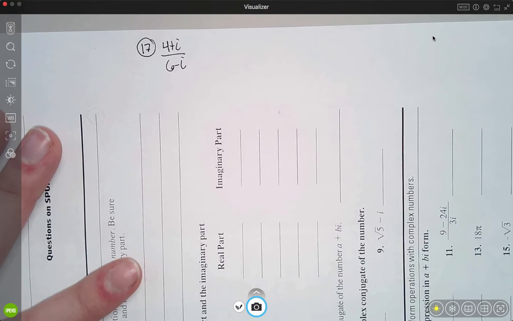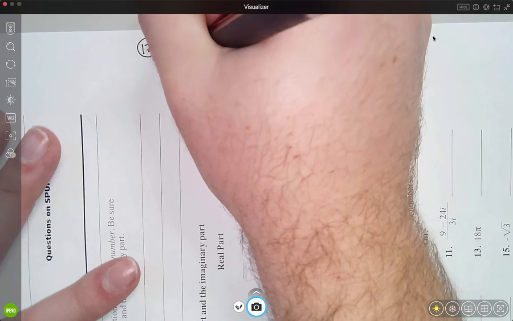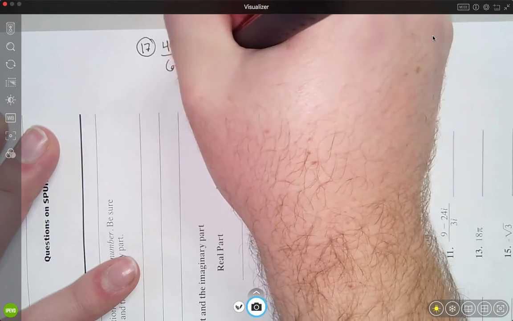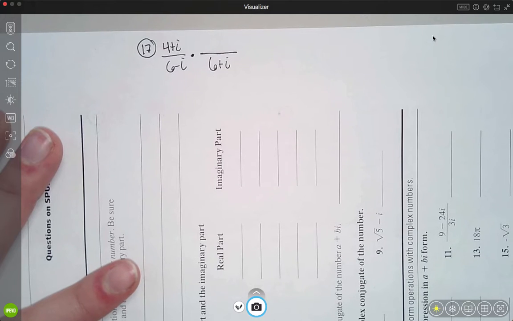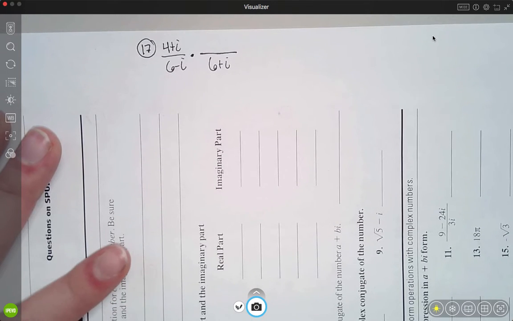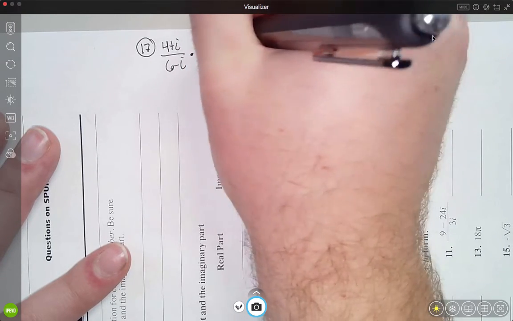Okay. The way we deal with our division problem here is again that we multiply, and I'm going to multiply by the conjugate of the bottom. And the reason we do that is multiplying by that conjugate is going to get rid of the i's, and I'll be left with just a regular real number there. But because I multiply by that on the bottom, I also have to multiply that on top.